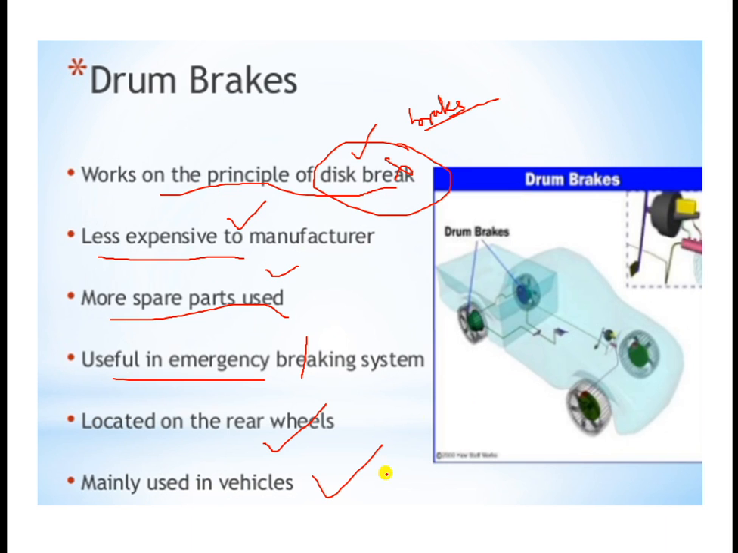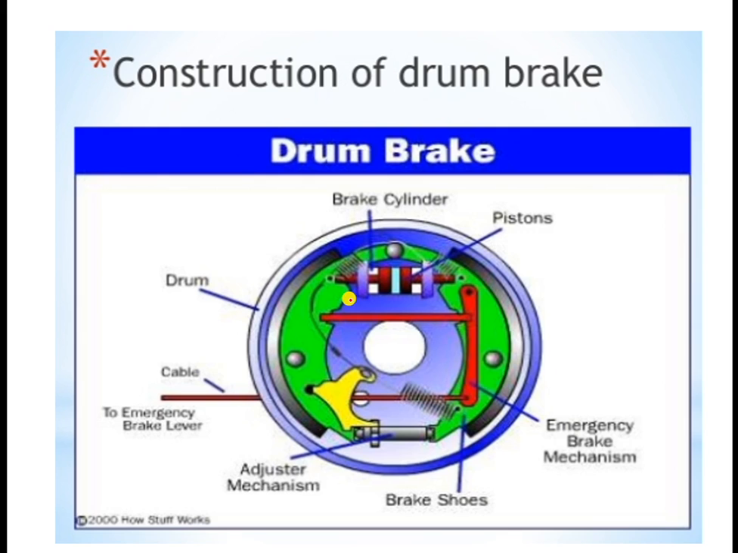You can see how the location of the drum brakes is. I will explain with the help of this figure, which is important. Drum brake: we need to draw this figure, that is very important. Now this is the drum, which is an integral part of the wheel of a vehicle, on which you have the tire and so on. And inside the drum, this particular structure is available.